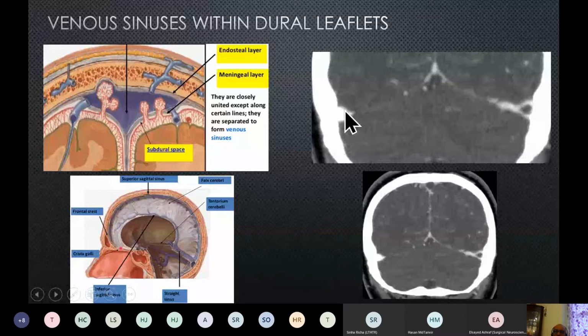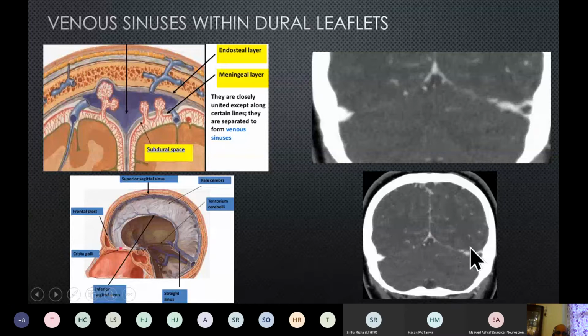But over here, this is a scan consistent with someone who's got venous sinus thrombosis with enhancement of the dural leaflets on either side. So this side and this side, and what we should see normally is contrast in between, which is what we are seeing here, but not seeing in this area, suggesting venous sinus thrombosis, with the caveat being that even arachnoid granulations can mimic this.